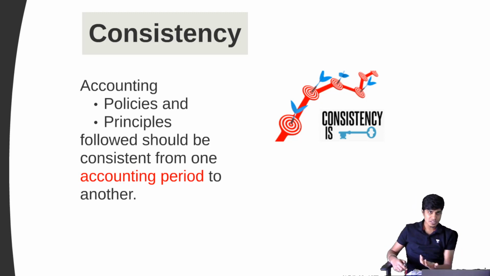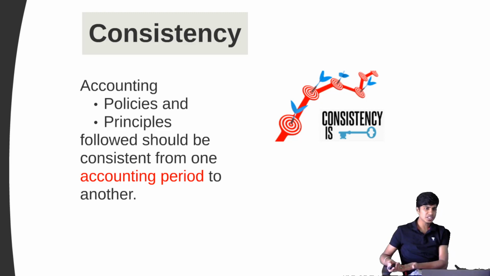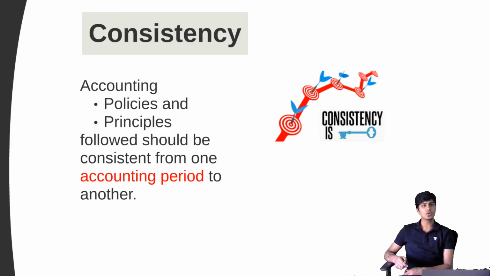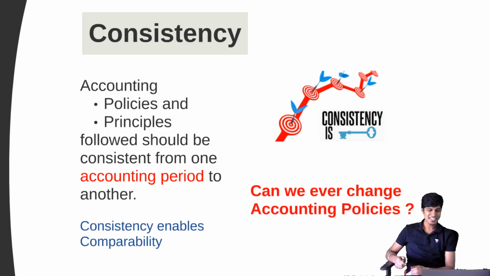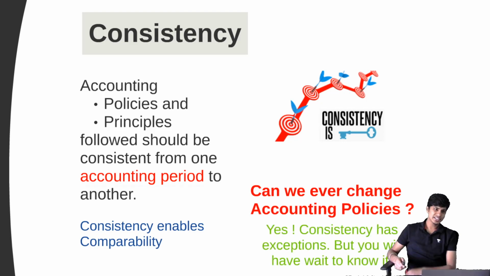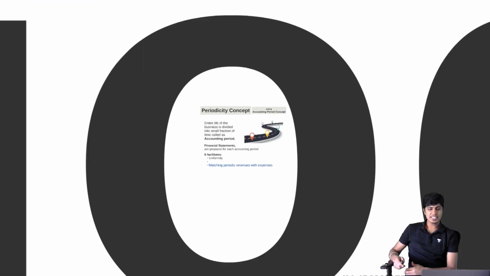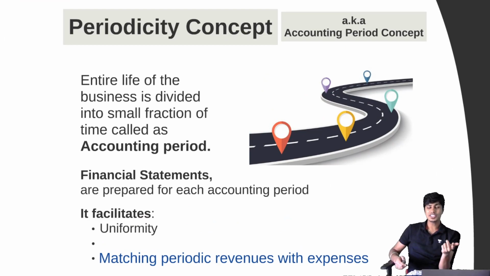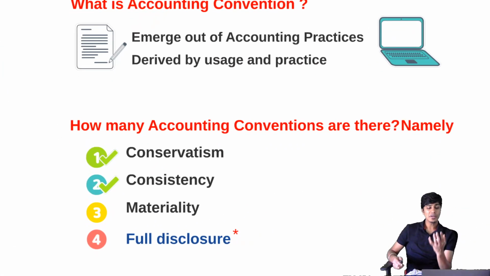There are exceptions wherein you are allowed to change your accounting policies. We'll discuss this when we start our accounting standards. Got it, guys? So yeah, we'll discuss it a little bit. That's the part. Consistency is done, and here periodicity, I told you, it will help. It will facilitate uniformity and matching. The third point is consistency. Fantastic. Let's go forward.